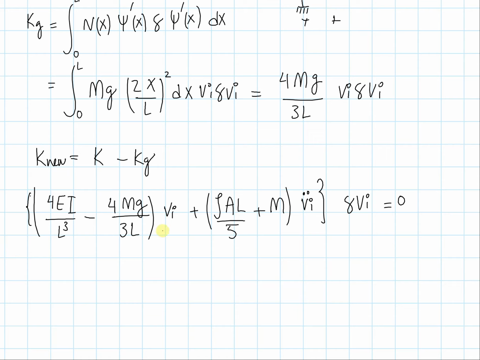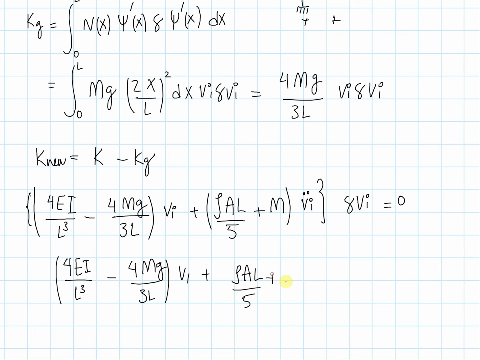And so clearly this term here is not going to equal to 0. That is the arbitrary solution. What I can say is 4EI over L cubed minus 4mg over 3L. We only have a single mode here, so V1 plus rho AL, then we have V1 double dot is equal to 0. And that's it. That's our equation of motion.